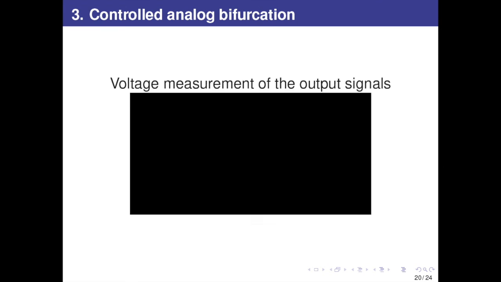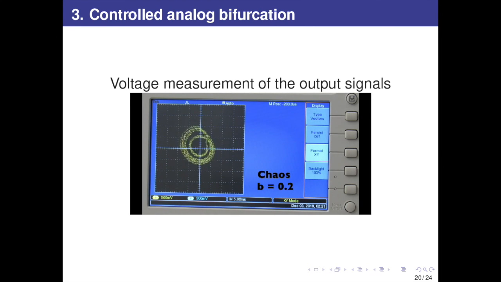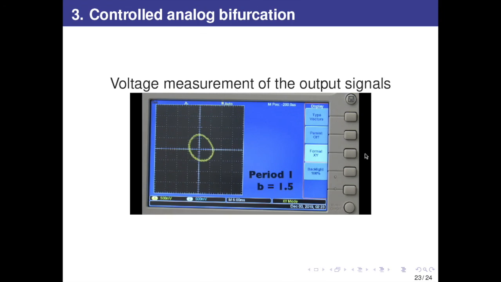Now, the voltage measurements in the oscilloscope of the circuit for some fixed values of the parameter p. In this case, we have a chaotic region with the value of p equal to 0.2. Here the system presents period 3 for a value of p equal to 0.38, period 2 for a value of p equal to 0.1, and period 1 for a fixed value of p equal to 1.5.